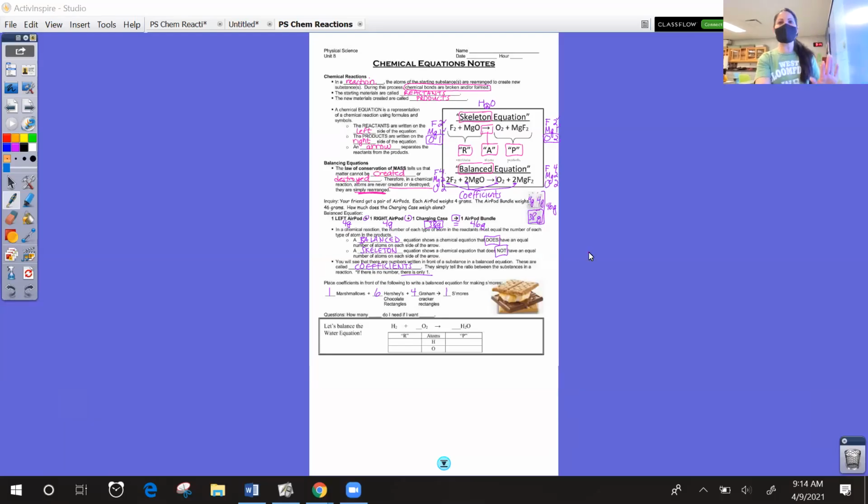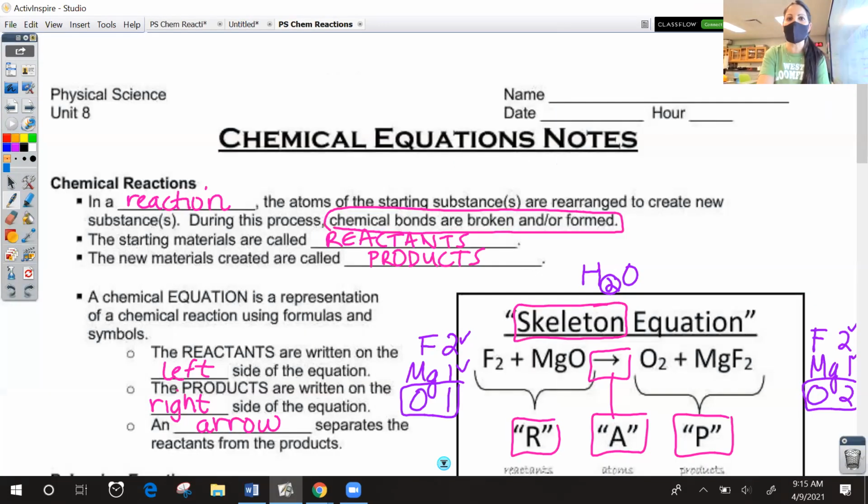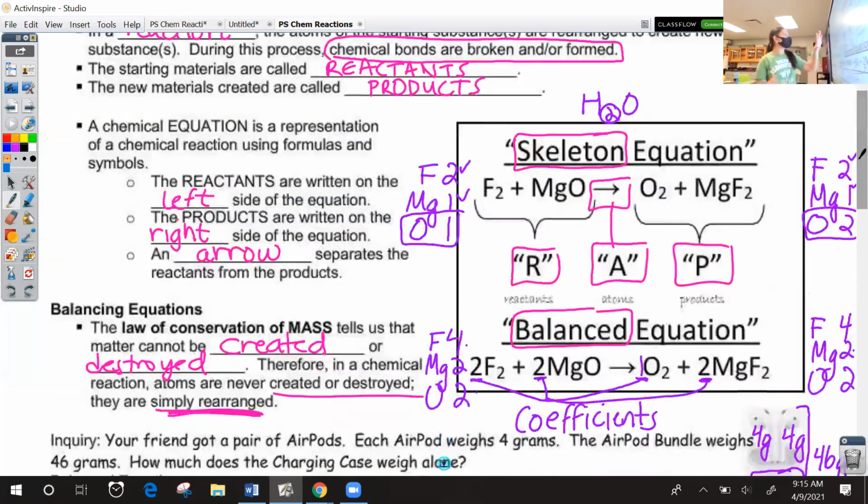Okay, so now we're talking about chemical equations. These are the notes. We've already gone through a bit of it, but just as a quick review, we know that there is what is called a skeleton equation, and that's when an equation is not balanced. We're going to talk about it in just a second. And then there's a balanced equation.